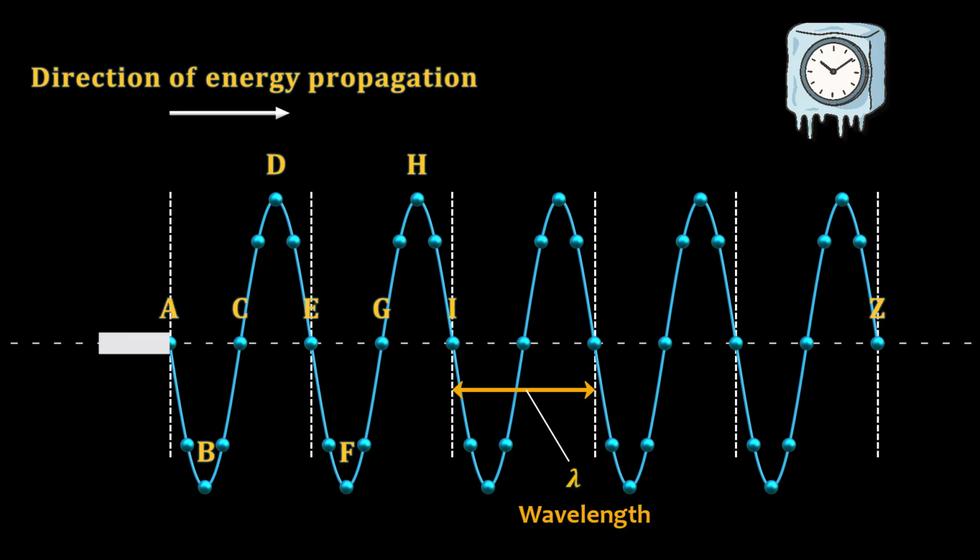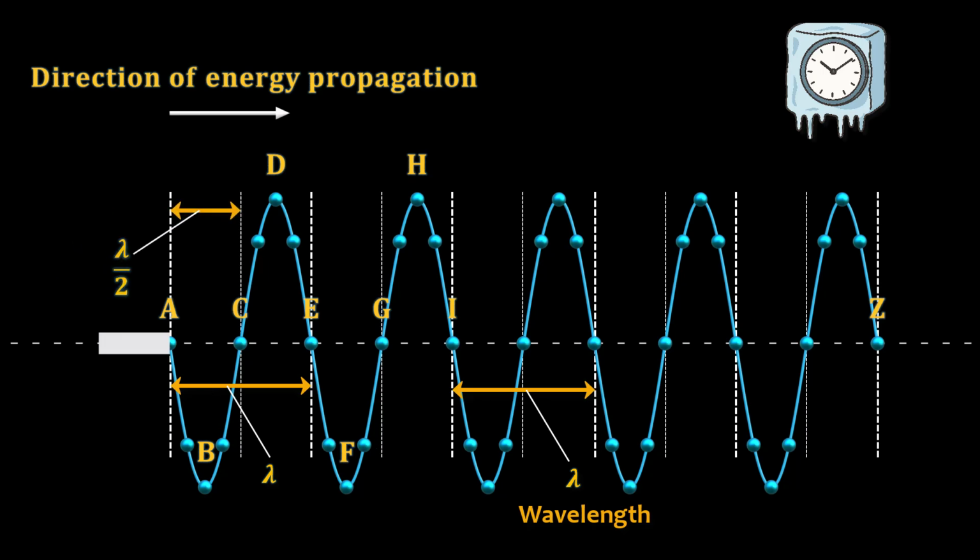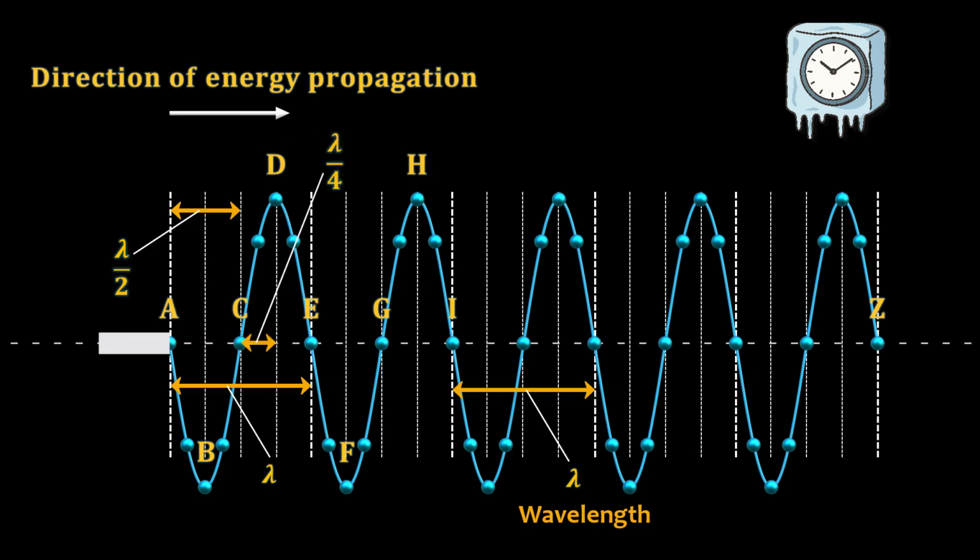The point A and the point E are separated by a distance equal to 1 lambda. The point A and the point C are separated by a distance equal to lambda by 2. And the point C and the point D are separated by a distance equal to lambda by 4.